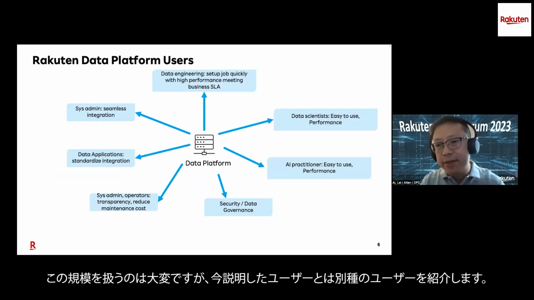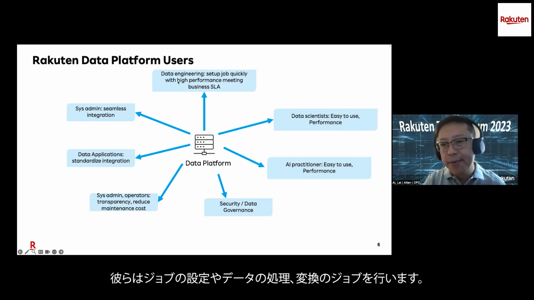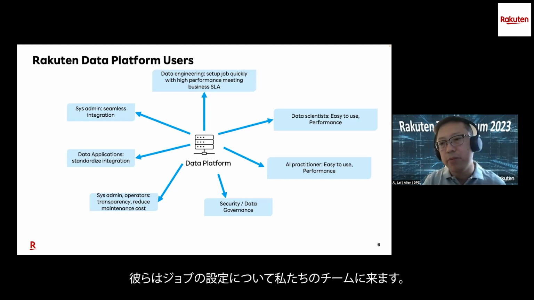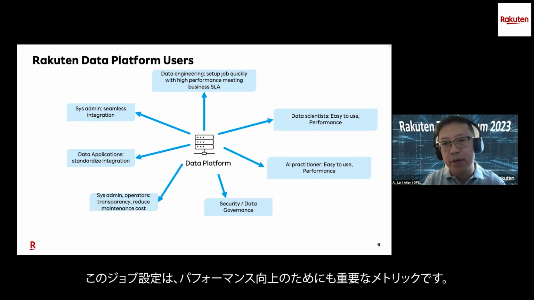Given that this scale is a big one, I'd also like to introduce a little bit about the different users. Who are the users of this platform? Of course, the first type of user is data engineers. As we know, they set up the jobs, the data moving jobs, manipulation and transformation jobs. They always come to us asking to set up jobs with better performance because we are dealing with a huge amount of data every day. So SLA is also a critical metric for them.